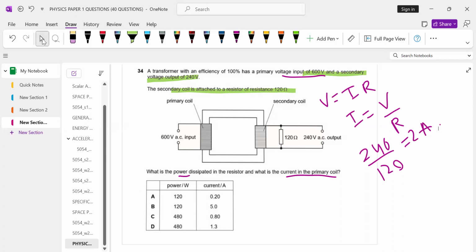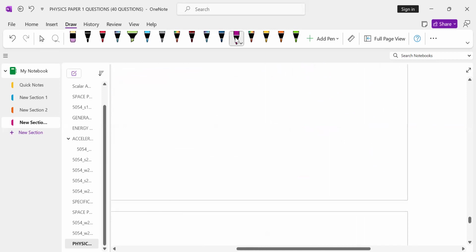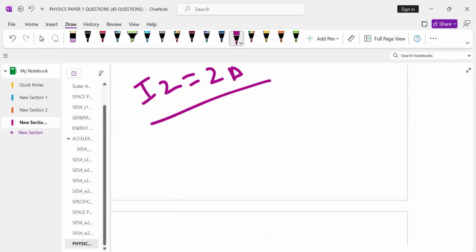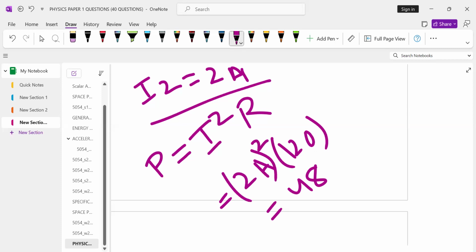Now, let me zoom it in. Okay. Now, I2 equals 2 amperes. We will use the formula power equals current squared times resistance. Resistance is given as 120. The current you have found is 2 amperes. 2 squared is 4, so 4 times 120 gives you 480 watts.